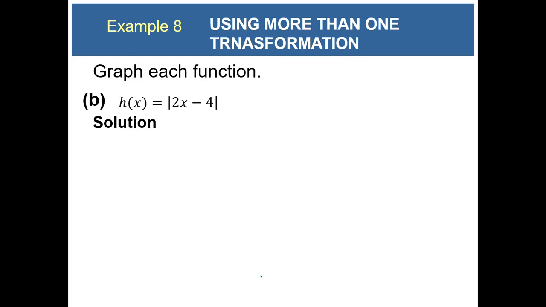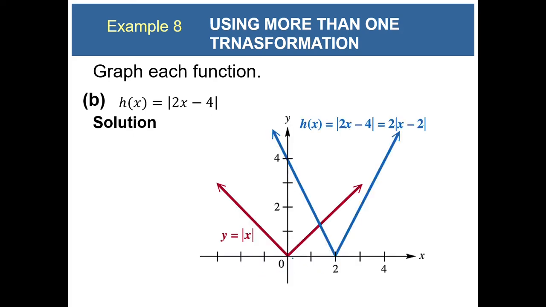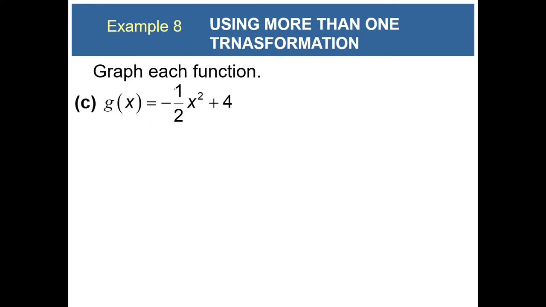Let's look at our graph now. The red one is the original parent graph. The blue one is the graph shifted to the right 2. And we have a vertical stretch. Let's try the graph of g of x equals negative 1/2 x squared plus 4. Notice that the 4 is going to cause our graph to shift up 4. And this negative is going to cause a reflection. And that 1/2 is going to shrink our graph.